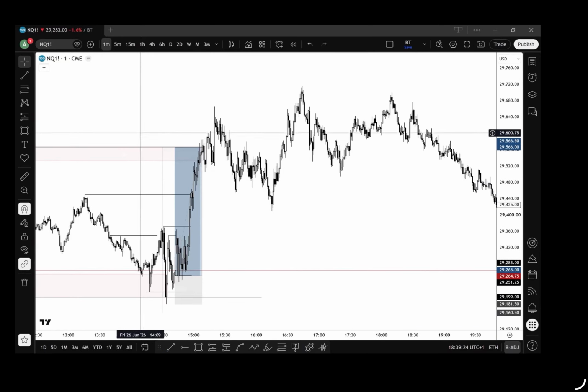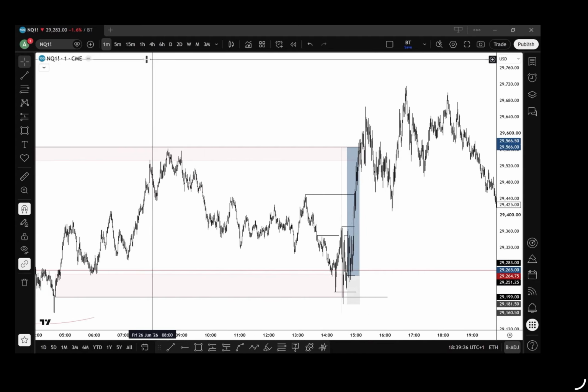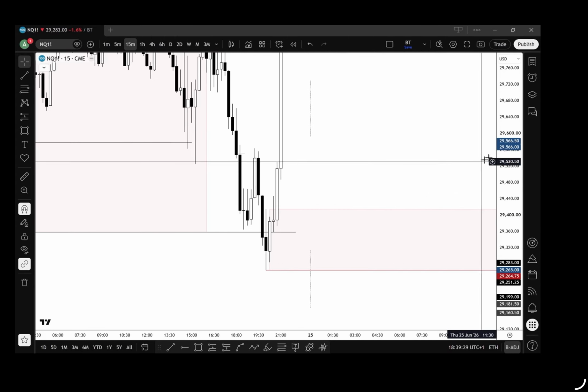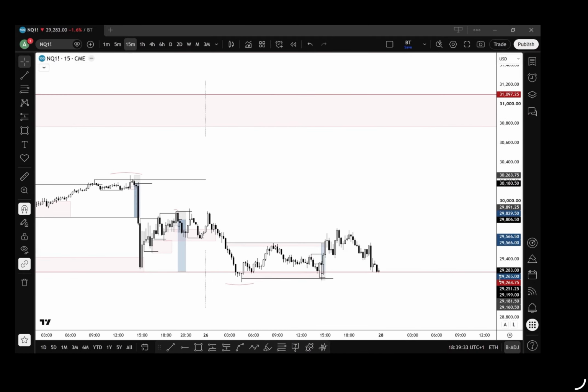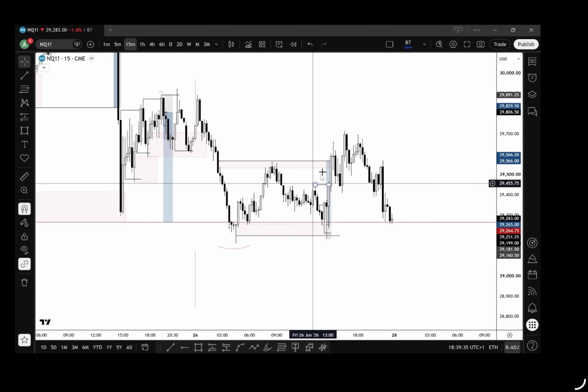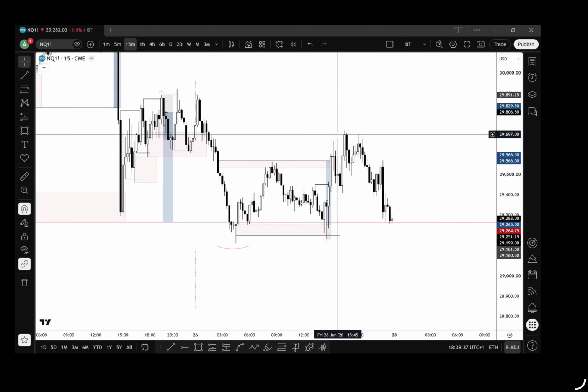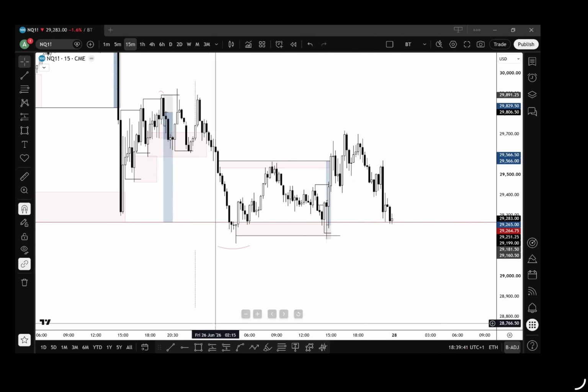Okay, and I was really convinced that we're moving higher, but this is where NQ is just playing around. It came, it spiked higher, okay, induced buyers, trapped them.